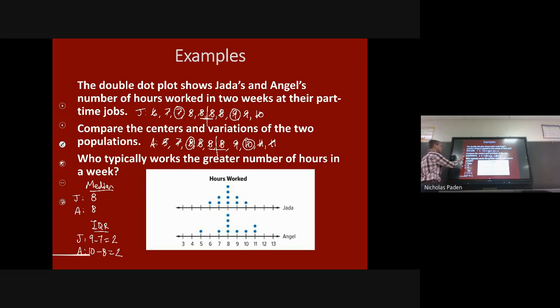Who typically works a greater number of hours every week? So look at the dot plots because the median is the same, the IQR is the same. On average, whose numbers are higher up than the others? I would say Angel's are, because Angel's numbers are here. He's got 4 above 8. Jada just has 3 above 8. Angel works 11 hours twice. Jada doesn't work 11 hours at all. So I would say Angel would be my answer for that, because typically he works more hours than Jada.